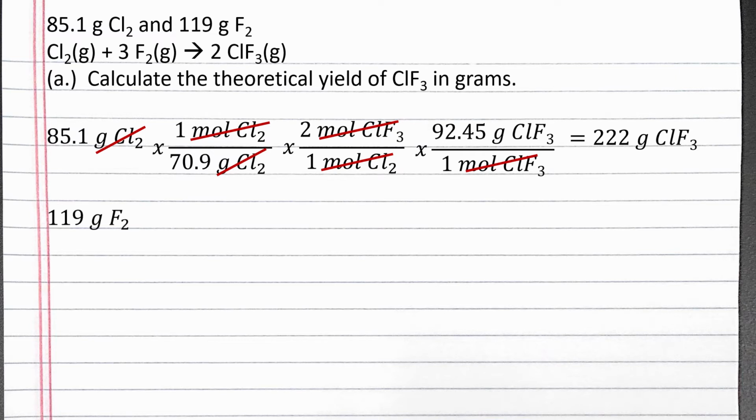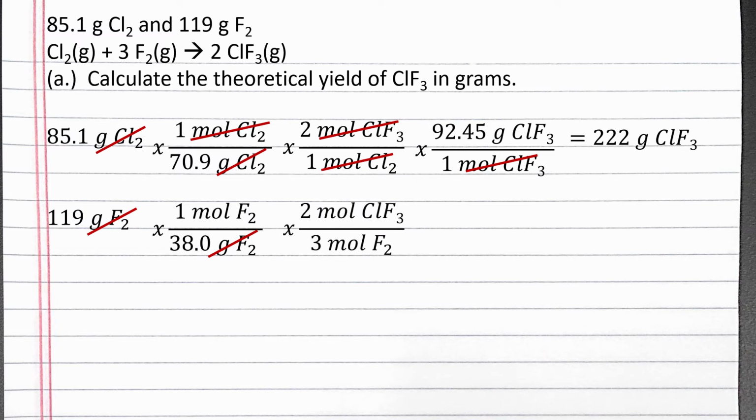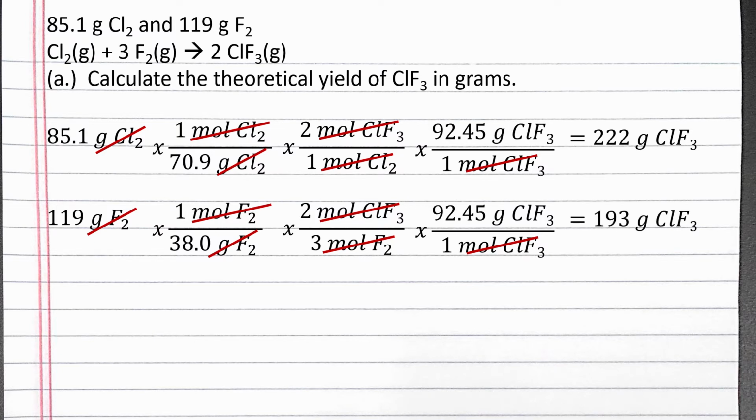Next, we have to convert 119 grams fluorine gas to grams of chlorine trifluoride, so we know which can produce less product. We can use the molar mass of fluorine to convert from grams fluorine to moles fluorine. Then we can use the coefficients in the balanced chemical equation to convert from moles fluorine to moles chlorine trifluoride. Then we can use the molar mass of chlorine trifluoride to convert from moles chlorine trifluoride to grams of chlorine trifluoride. Completing the calculation, we should get 193 grams chlorine trifluoride.